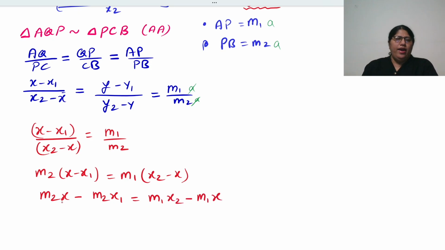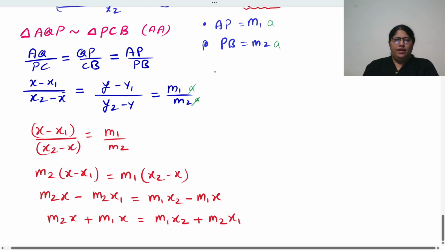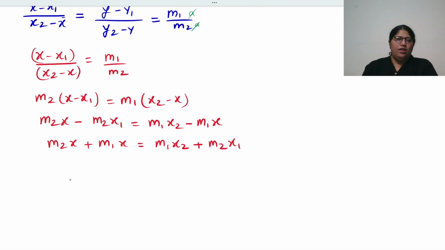Now put the x terms together. I'll transpose this to the right side, bring this to the left side, and m2x1 to the right side. So we write m2x plus m1x equals m1x2 plus m2x1. And because I need the value of x, take x as a common factor.